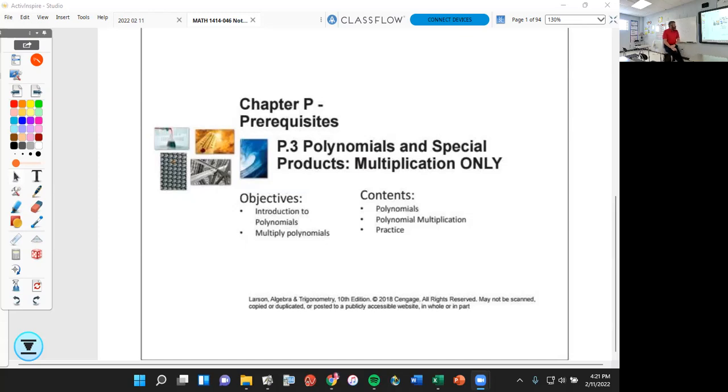So today we're going to start off with prerequisites, polynomials, and special products. We're going to talk about multiplying polynomials. So here we go.